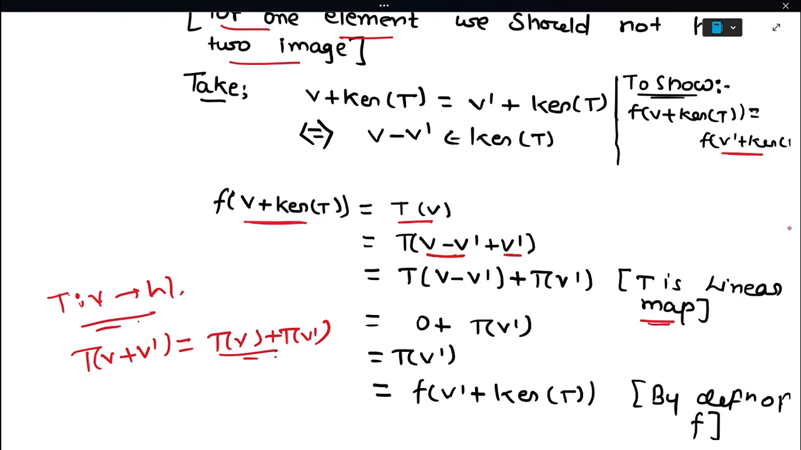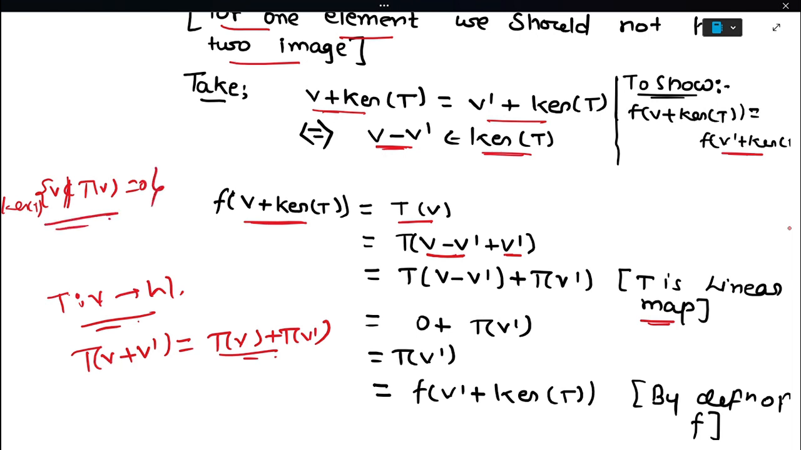Now we know that v minus v dash belongs to kernel of T, because v plus kernel of T equals v dash plus kernel of T, and it is an if and only if condition: if v plus kernel of T equals v dash plus kernel of T, then v minus v dash belongs to kernel of T. And what is the definition of kernel of T? An element is in kernel of T if its image is the zero vector.